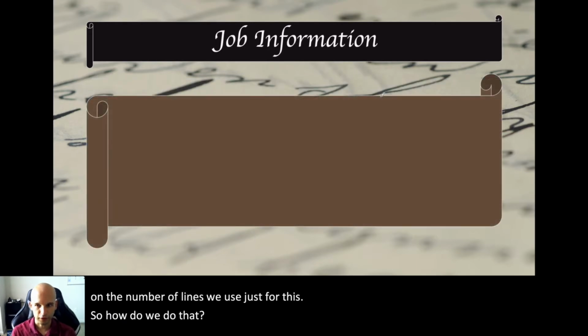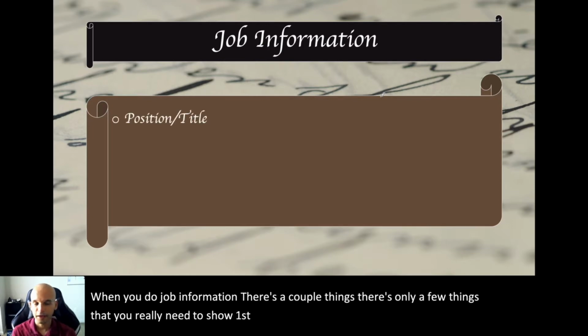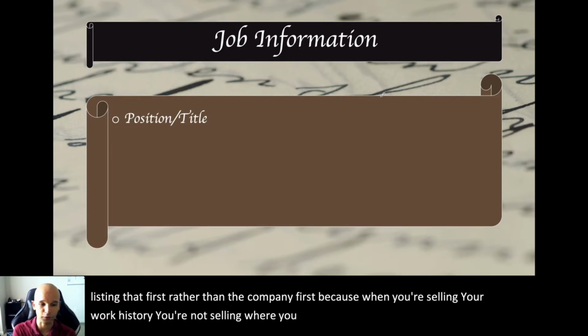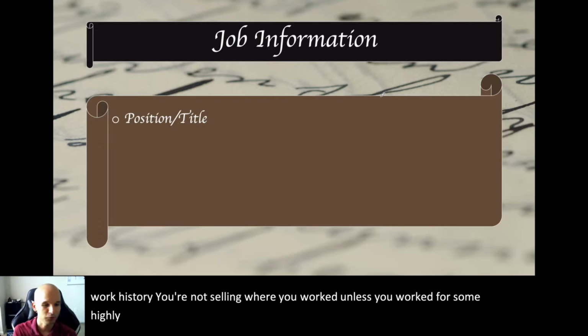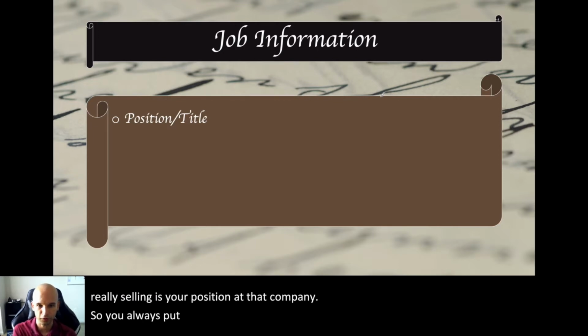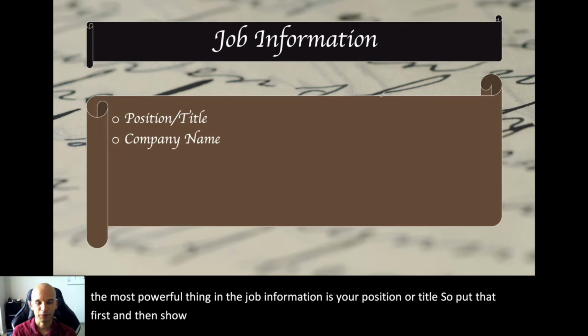When you do job information, there's only a few things that you really need to show. First, your position and title. And I'm a huge fan of listing that first rather than the company first. Because when you're selling your work history, you're not selling where you worked unless you worked for some highly prestigious company that's just going to really impress people. What you're really selling is your position at that company. So you always put the most important thing first, or the most powerful thing first. The most powerful thing in the job information is your position or title. So put that first and then show your company, which is the second part, the company name.